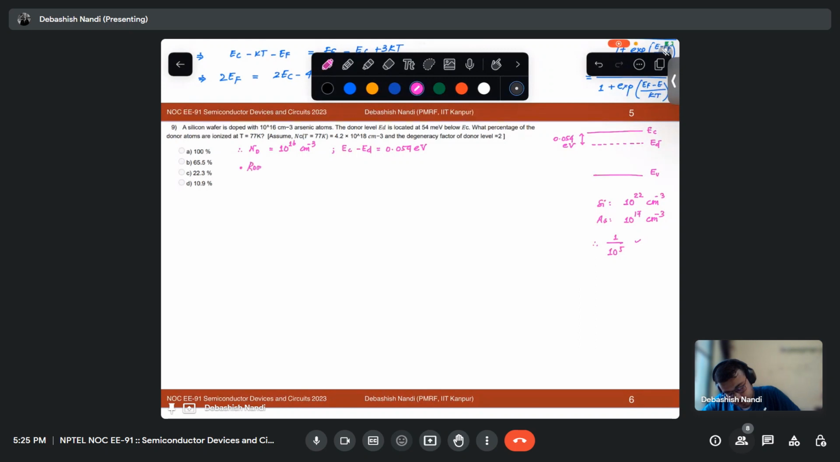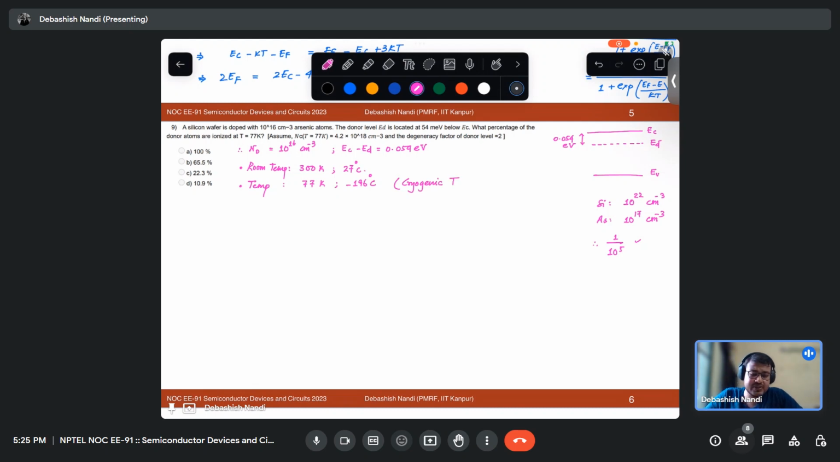300. Room temperature is your 300, right? And that is in degrees Celsius, how much? 27 degrees Celsius, okay? And this temperature is given as 77 Kelvin, okay? So you can understand that 300 minus 77 is 223, okay? 27 minus 223 is minus 196 degrees Celsius, okay? So it is freezing cold, right? So these temperatures are actually called cryogenic temperature, okay?